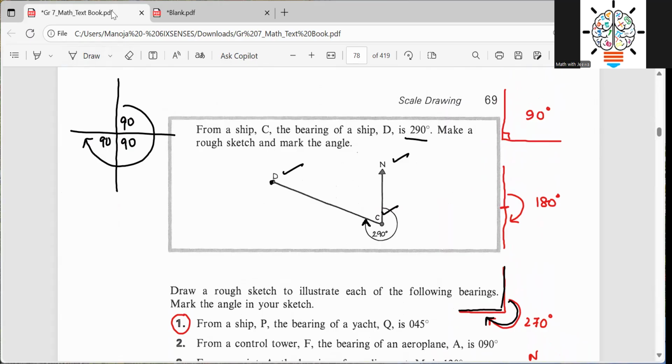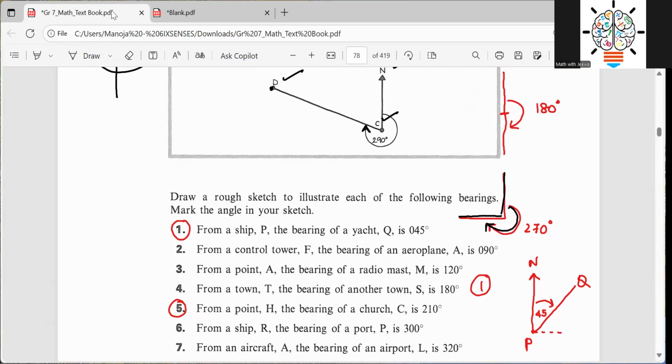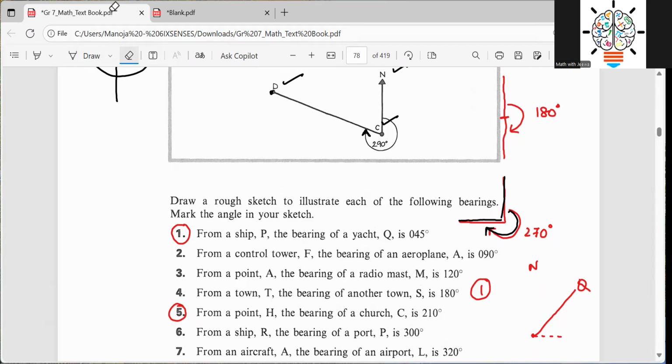Okay, children, so you can do question number 1 and 5 as the homework, right? Question number 1 and 5 as the homework. We will discuss them in the next video.